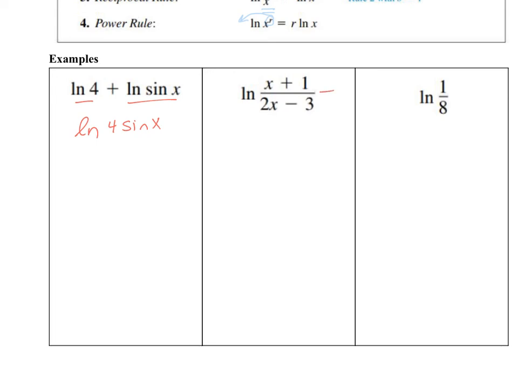In the second case, you have a division within the log. So if you needed to, you could always expand it by saying I have ln of x plus 1 minus ln of 2x minus 3. So just like you can condense, you can also expand if you need to.